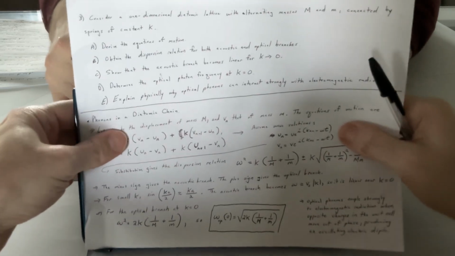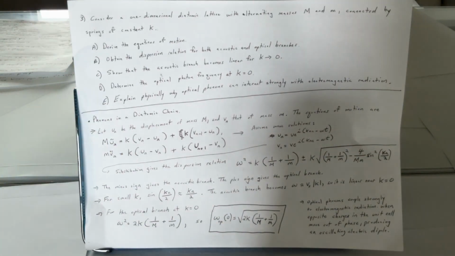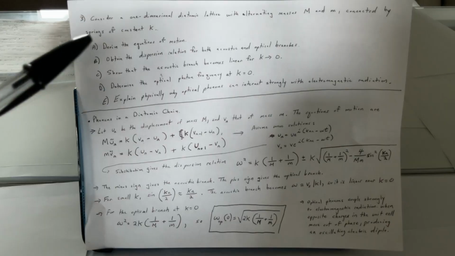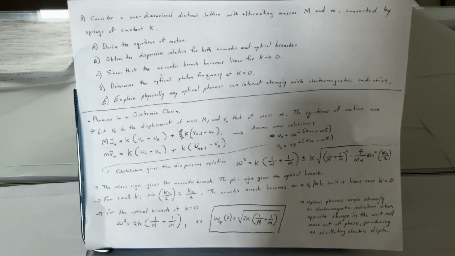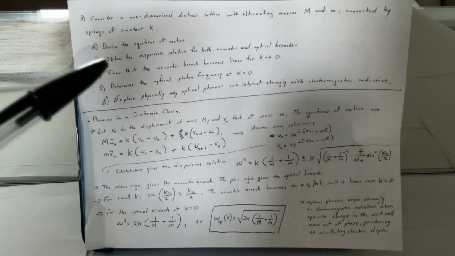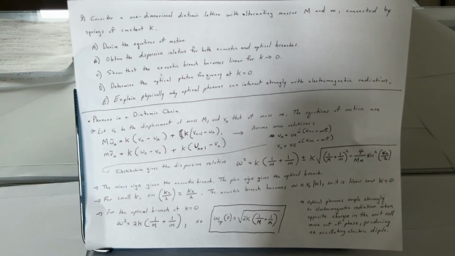Okay, I'm probably going to go through this practice exam rather quickly. Consider a one-dimensional diatomic lattice with alternating masses m and m connected by springs of constant k. A: Derive the equations of motion. B: Obtain the dispersion relation for both acoustic and optical branches.